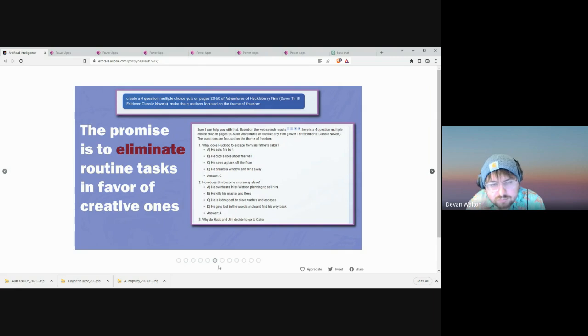And the nice thing with AI is that we can use it to simplify a lot of these tasks that we have to do a lot and make them a little easier to perform. So the example that I show here is I asked Bing to create a 4-question multiple choice quiz on pages 20 to 60 of The Adventures of Huckleberry Finn. I specified a particular version of the book, so we got a matchup between the pagination of that edition of the book as well as the questions that would be generated. And I asked it to make questions focused on the theme of freedom.